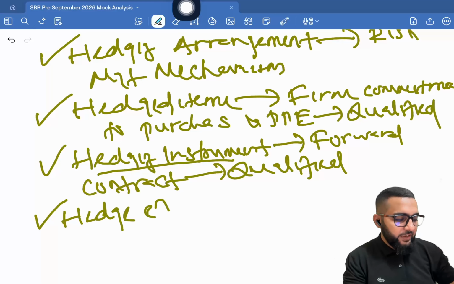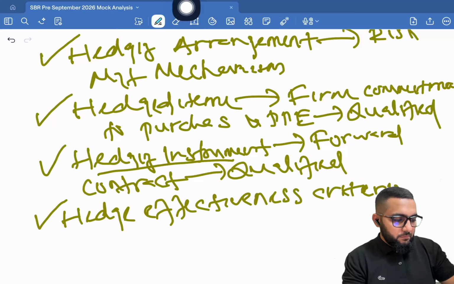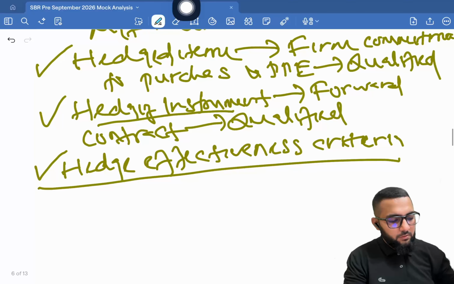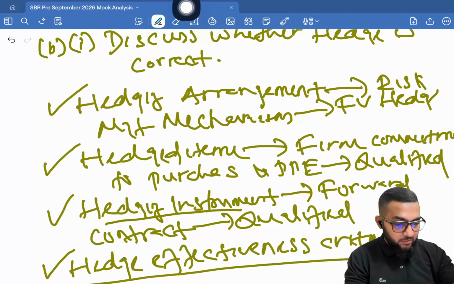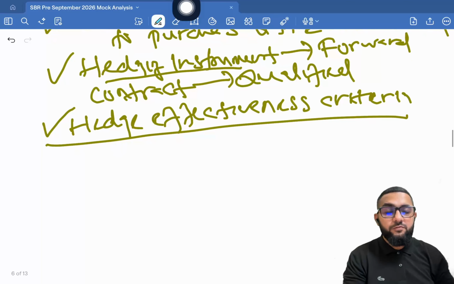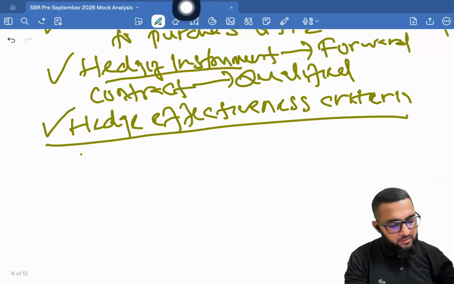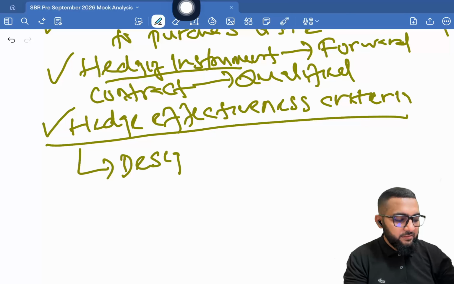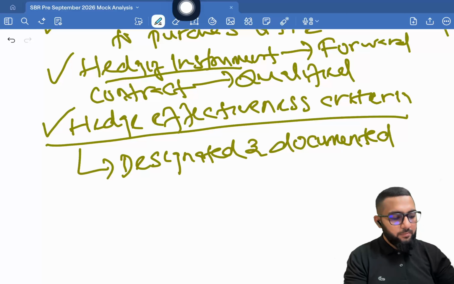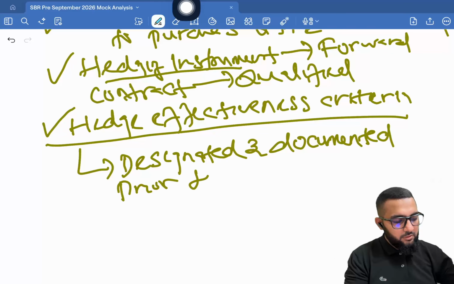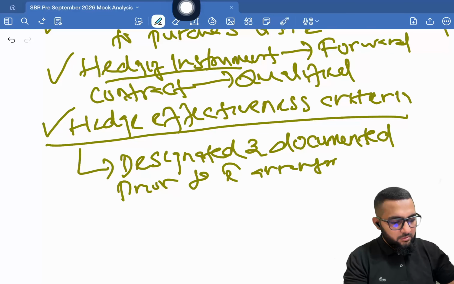Hedge effectiveness criteria. When will the hedge become effective, right? You have to identify there is a fair value hedge in this context. So there are certain criteria. Number one is designated and documented, right? Prior to the arrangement. Then you apply in this context.